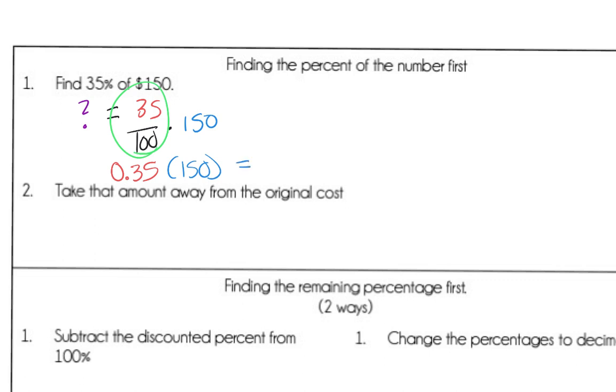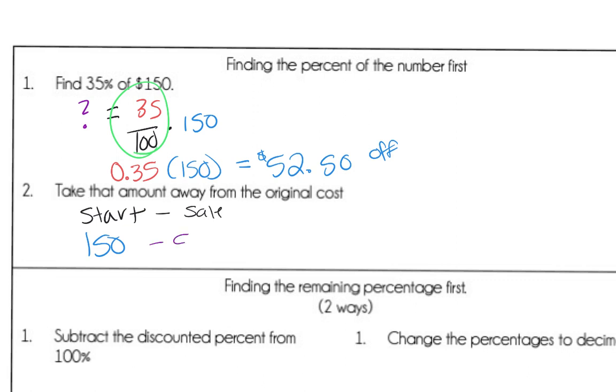Okay. And that's $52.50 that we're taking off from the price. Right? It's a sale, the price is going down. So to find the final amount, I'm going to take the starting amount, the original cost of $150. I'm going to subtract the sale amount, which was $52.50. And we're left with the total to pay, which is $97.50.